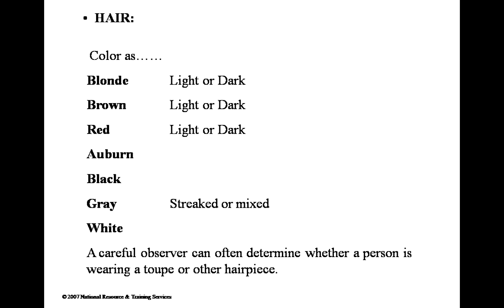When talking about someone's hair, describe their color as blonde, light or dark; brown, light or dark; red, light or dark; auburn, black, gray, streaked or mixed, and white. A careful observer can often determine whether a person is wearing a toupee or other hairpiece.